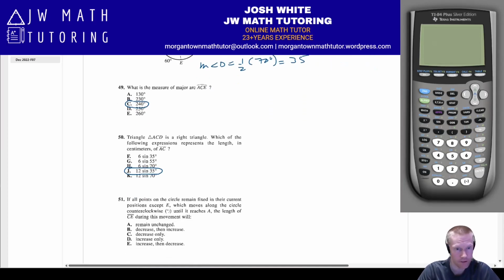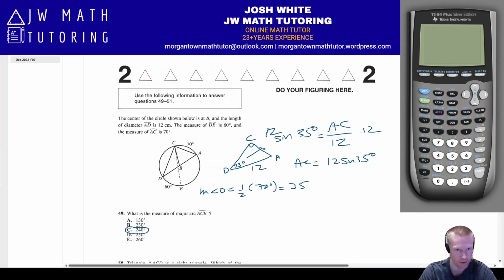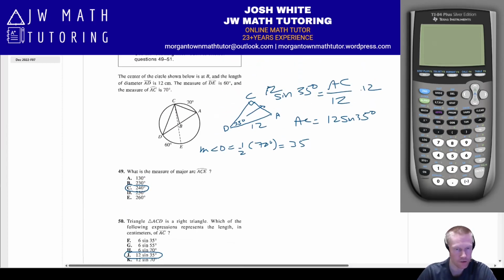All right, last, let's talk about 51 here at the bottom. So basically, if you start moving E along the circle in a counterclockwise direction until it reaches A, what happens to the length of line segment CE? That's what they're asking. So this one is a little bit tricky. So E again is moving in this direction.